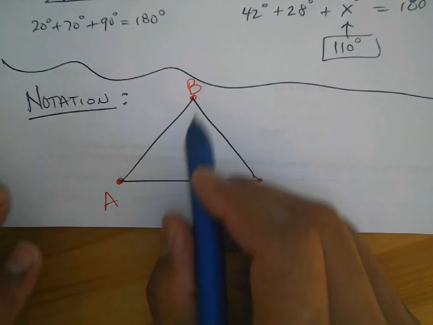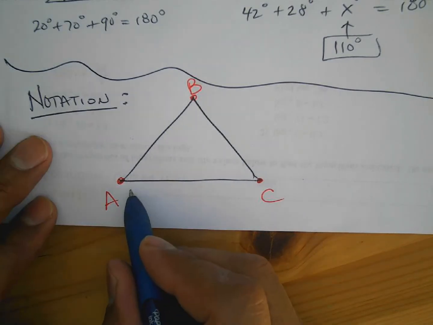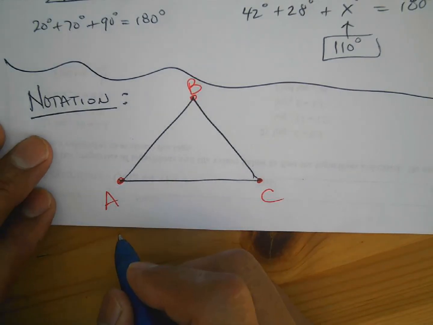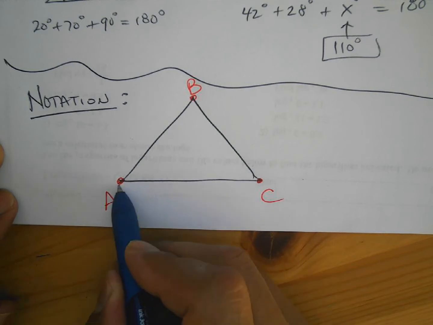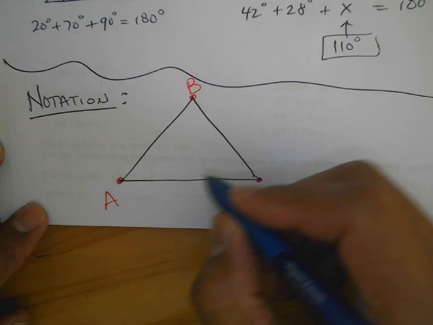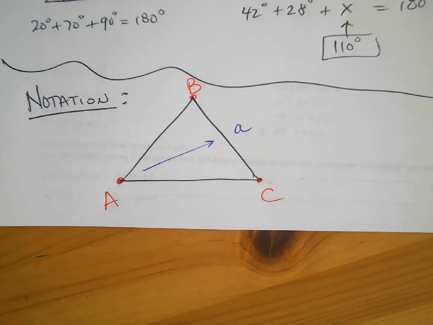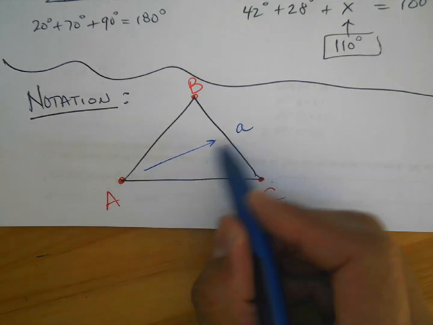But then we got sides, right? We got 3 angles and we got 3 sides. While the sides are the lowercase. So the uppercase letters are the angles at the corner, the vertices. And if this is angle A, this is side A. The one opposite of it, right? Across, opposite.